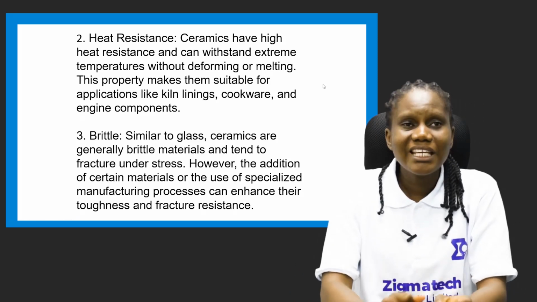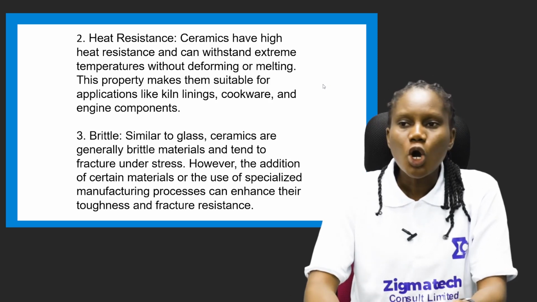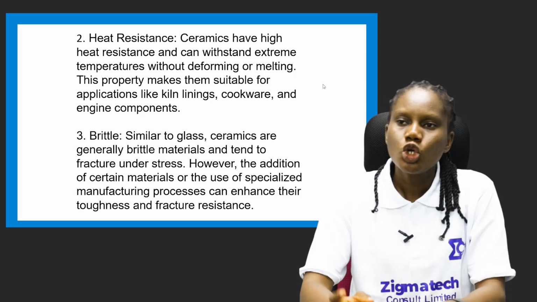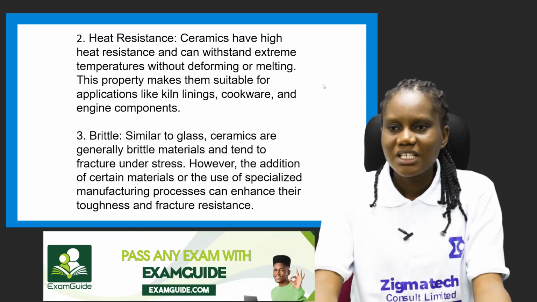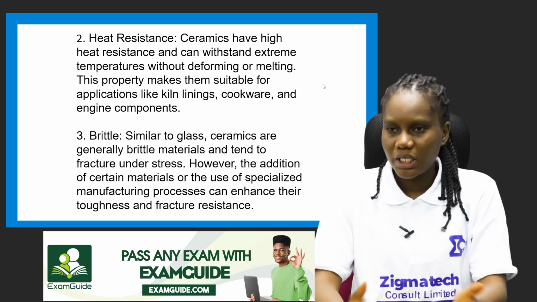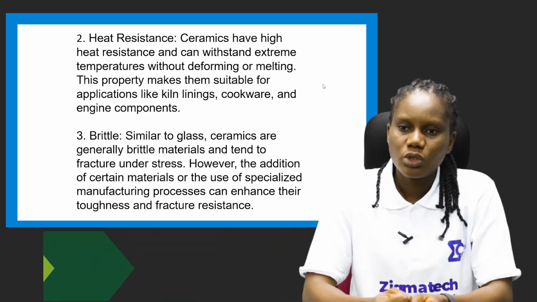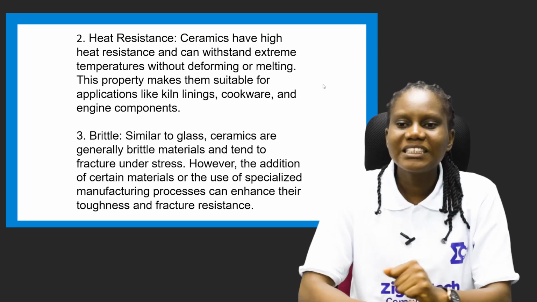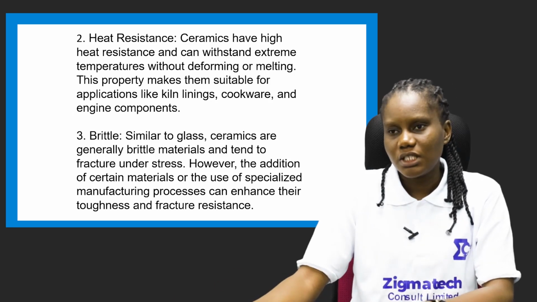Ceramics have high heat resistance and can withstand extreme temperatures without deforming or melting. This property makes them suitable for applications like kiln linings, cookware, and engine components. Number three is brittleness. That means similar to glass, just like our glass is brittle, they have a tendency to break. They can break under stretch, they can fracture when you put them under pressure. However, the addition of certain materials or the use of specialized manufacturing processes can enhance their toughness and fracture resistance.